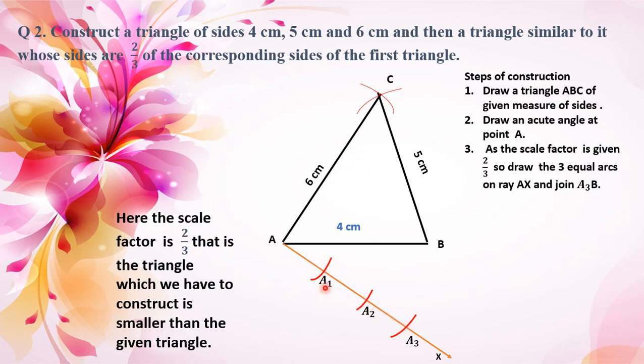By drawing these three equal arcs, the denominator is 3. Whatever the number at the denominator place, that point, A3, we have to join with the point B of the line segment. So join A3B. Now the numerator is 2, that means A2. From this point A2, we have to draw a line parallel to A3B.